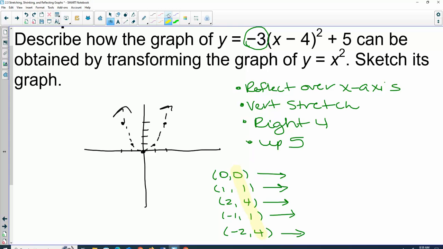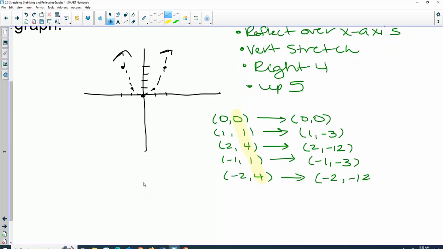So I am taking my y values and multiplying them by negative 3. So 0, 0, 1, negative 3, 2, negative 12 if you did that point. Negative 1, negative 3, negative 2, negative 12. Okay, that's dealing with the negative and the 3. Now we have to do the other thing.